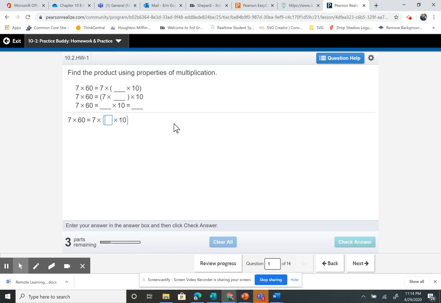Some students are having a hard time logging into Envisions. I need you to remember that you should be in Google Chrome. Envisions works best in Google Chrome. So when you are doing an assignment like this, if you're having trouble, remember you're going to click the upper right question help button, and this should also give you some examples.